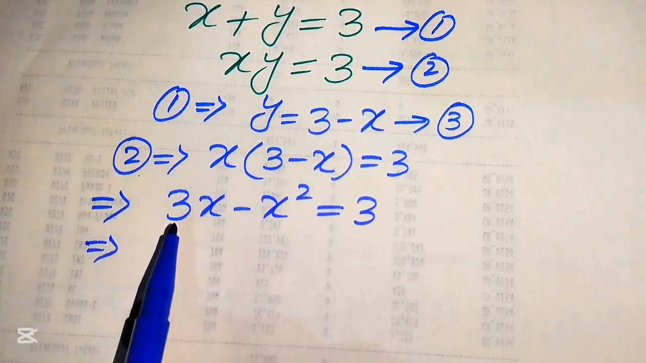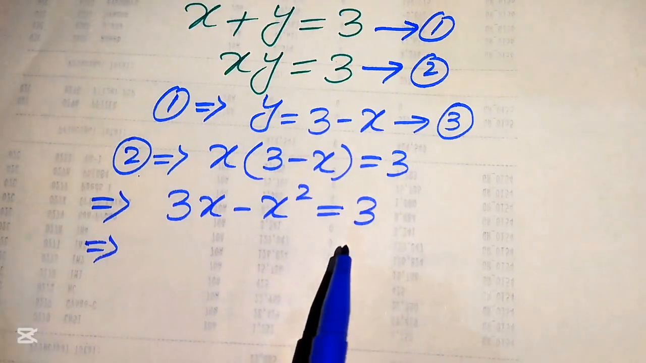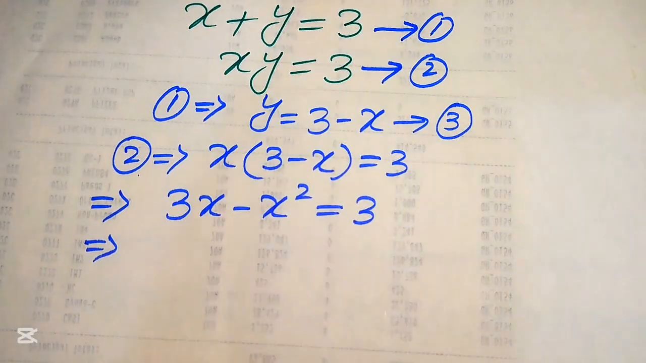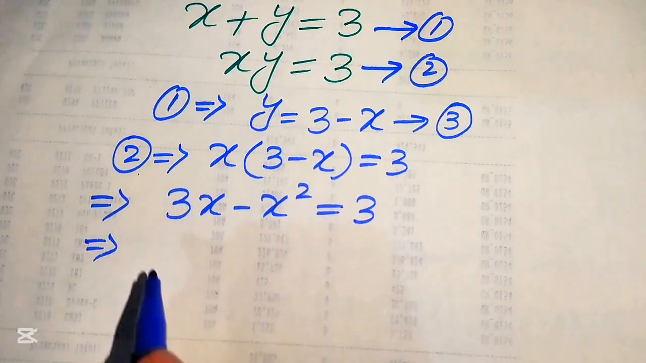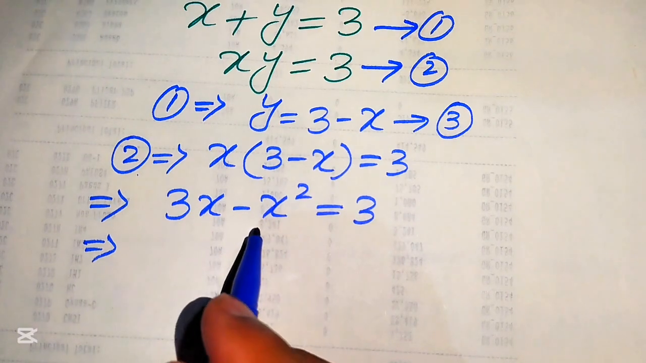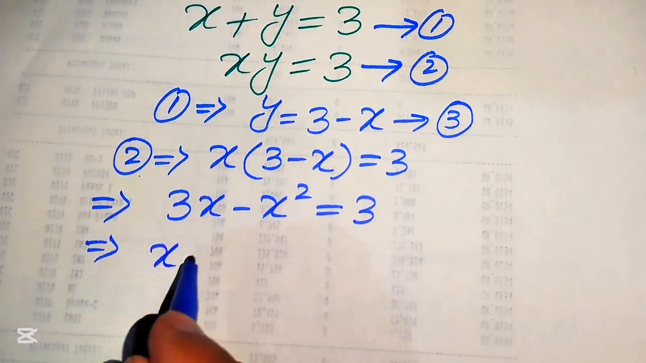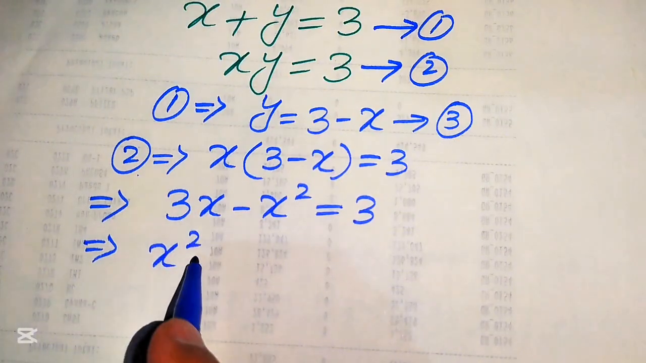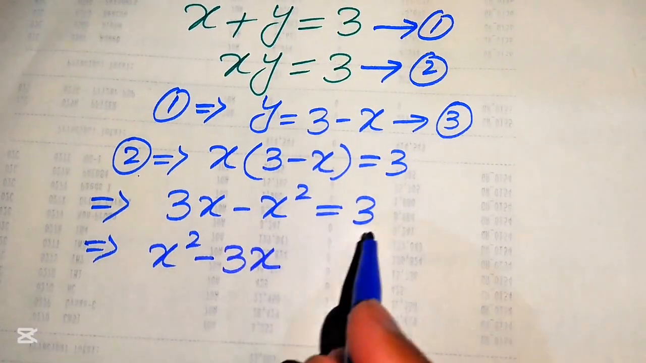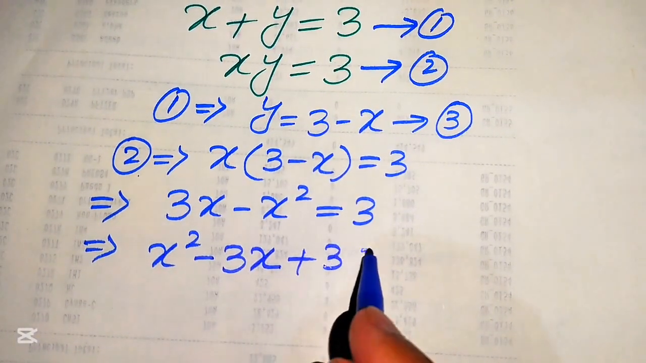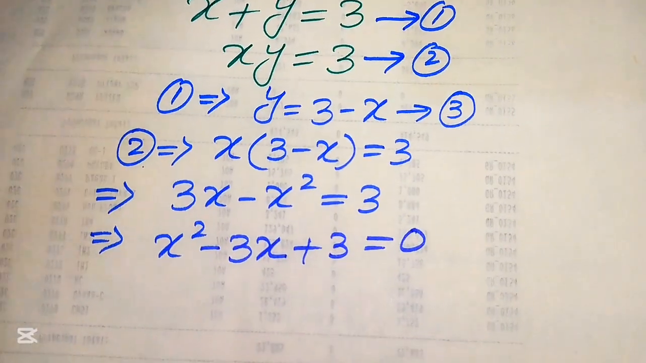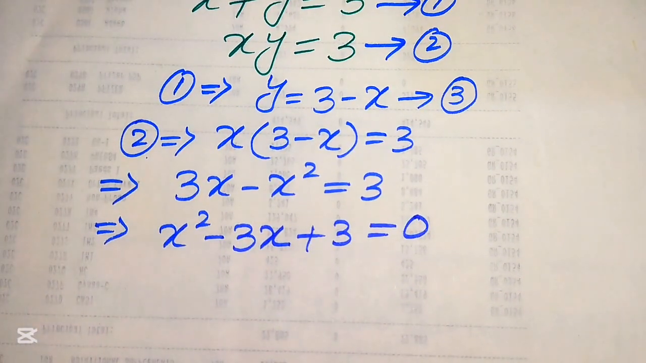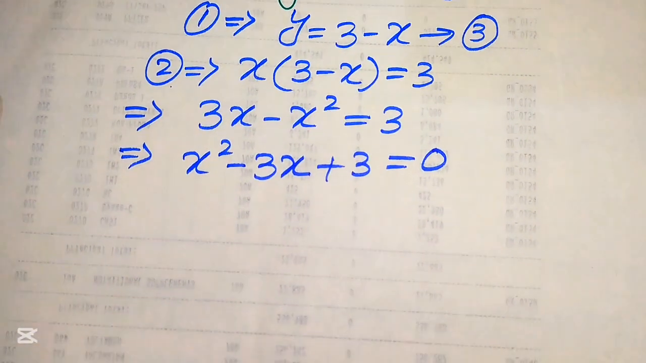For this we can move these two terms to the right hand side. When we move minus x square to the right hand side it becomes plus x square, and when we move 3x to the right hand side it becomes minus 3x, and plus 3 equals 0. And now you see this is a quadratic equation in the x variable, and we can solve this quadratic equation by applying the quadratic formula.